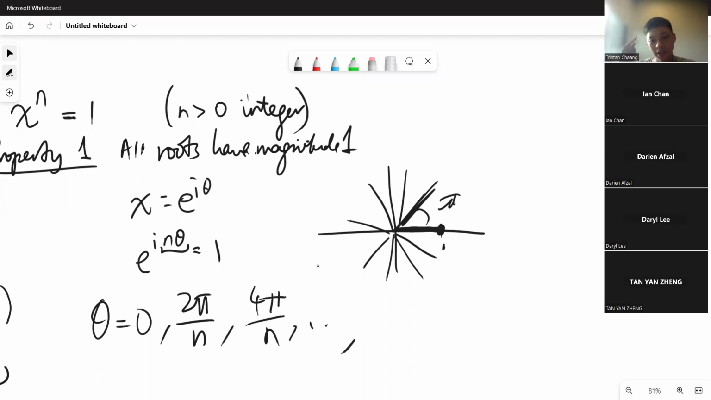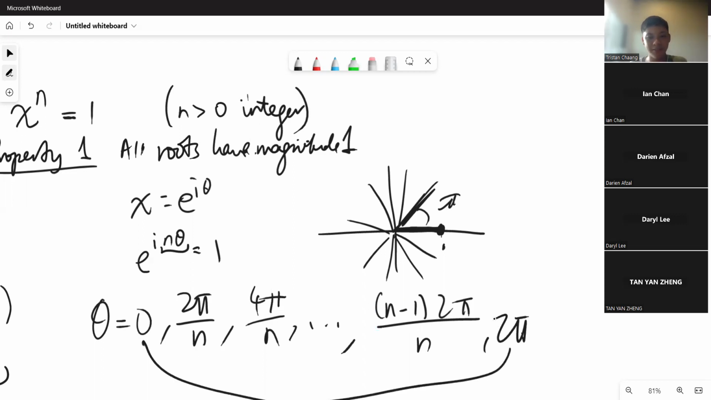Well, we can't go on forever. If we go on forever, we're just looping back to itself. So what's the last one that doesn't cause a repeated thing? The answer is n minus 1 times 2 pi over n. If we go one more step, it becomes 2n pi over n, which is 2 pi, but 2 pi is just 0, right? It gives you the same thing for e to the i theta.